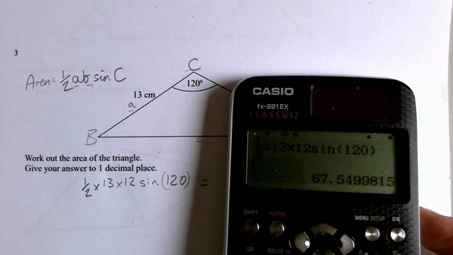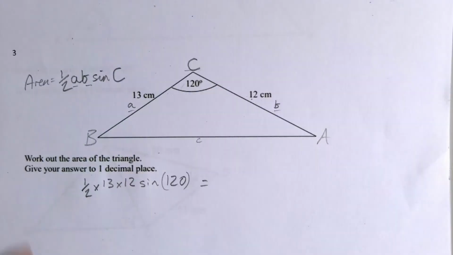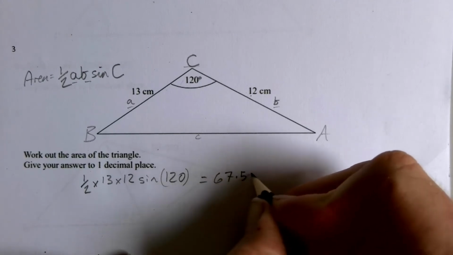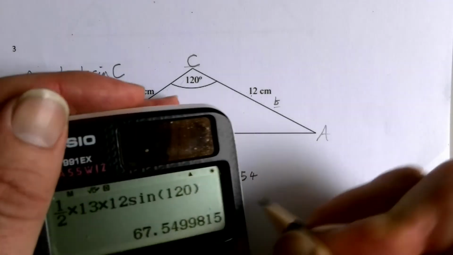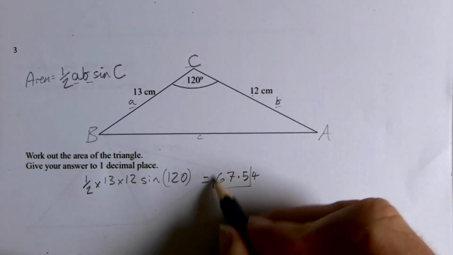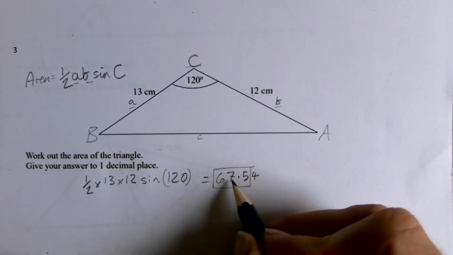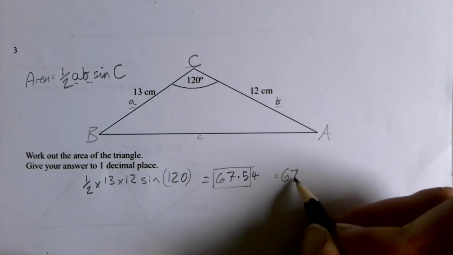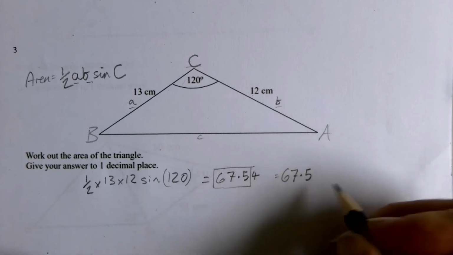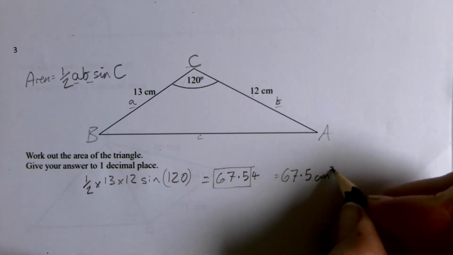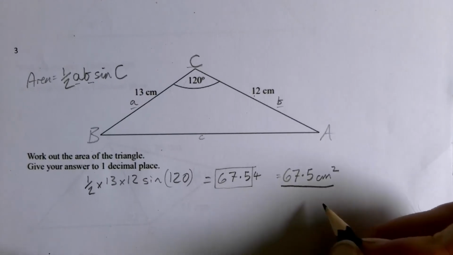So I'm going to write it down to 2 decimal places, 67.54. The fact that you've got a 9 after there does not mean that you round that 4 up and then the next one up as well. You only need to worry about the next one. So that's a 4, so it stays down at 67.5, and this time our units are going to be centimeters squared because it's area.